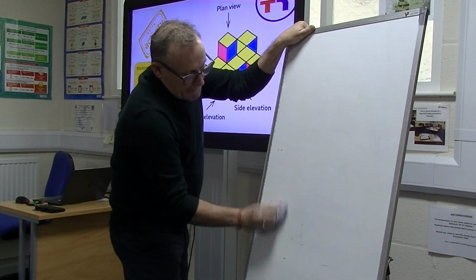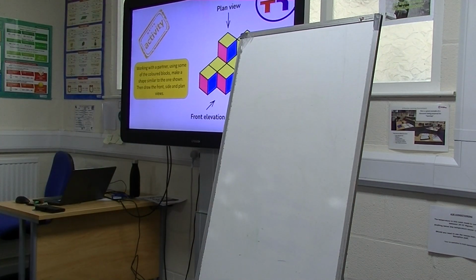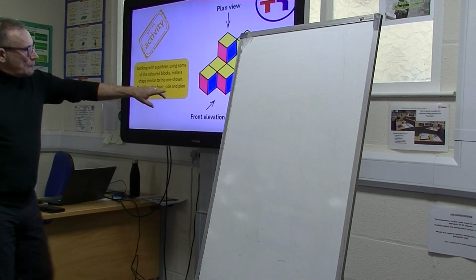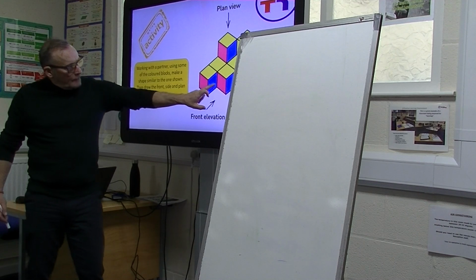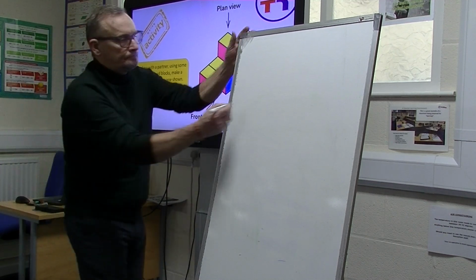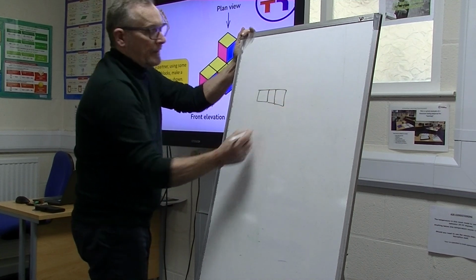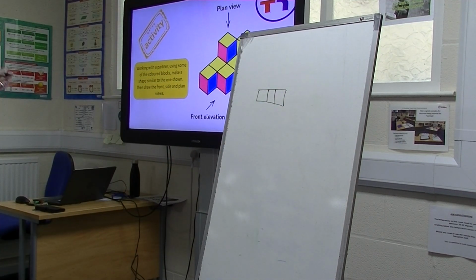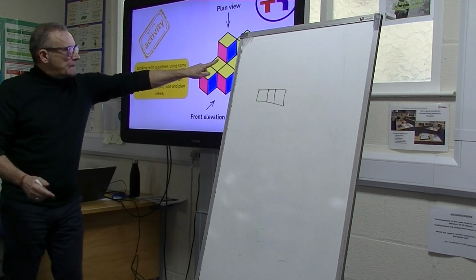So luckily for us on this picture, the colours have been broken down into yellow, purple, pink and blue. So if we're looking at the front of this block, what can we see? 1, 2, 3 blocks. We don't know how far back they are, but when we look at it from here, I can see 3 there. I can also see 1 here.